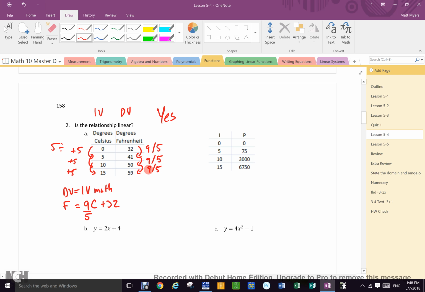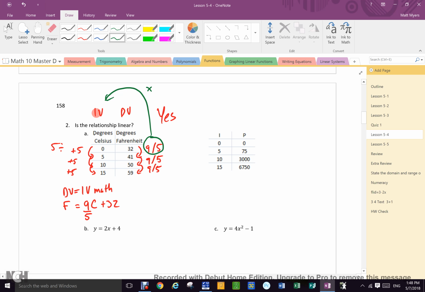Everybody with me? Some kids like to see this. Whatever that change is, it has to multiply by the IV. Everybody good? Sweet. Next one.